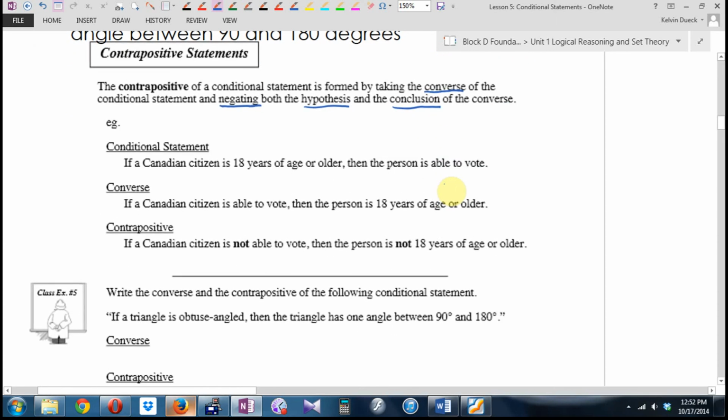If a Canadian citizen is 18 years of age or older, then the person is able to vote. True. Converse, reverse the if and the then. If a Canadian citizen is able to vote, then the person is 18 years of age or older. True. What's the contrapositive? Take the converse, but make everything its contra, the opposite of positive. It's negative. That's why it's called contrapositive. If a Canadian citizen is not able to vote, then the person is not 18 years of age or older. Is that true?